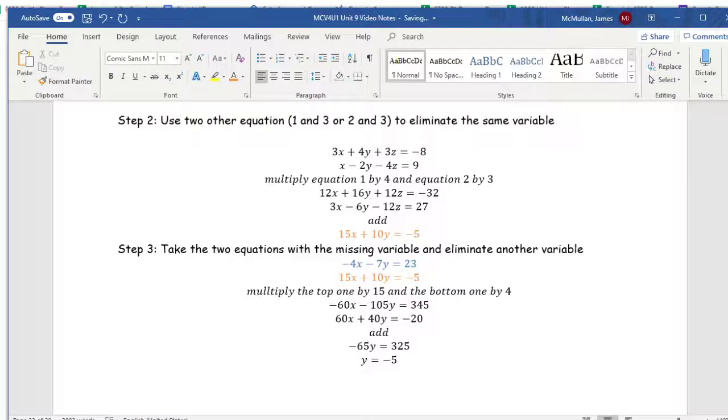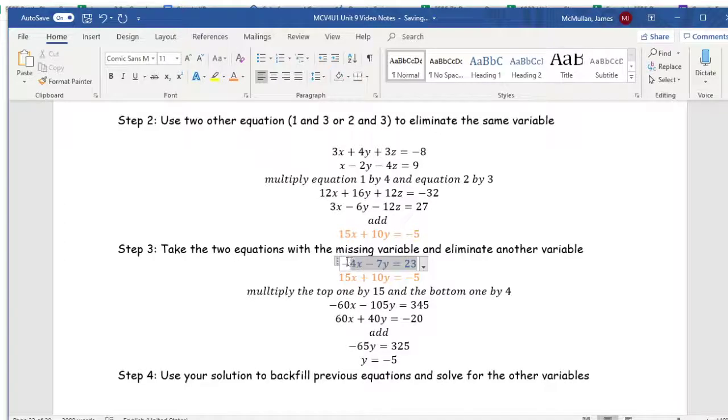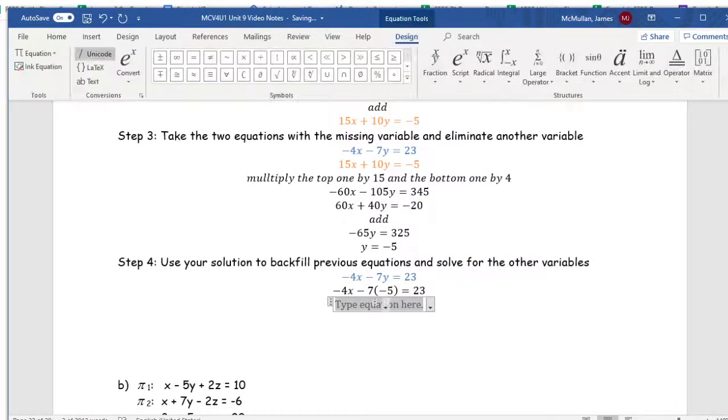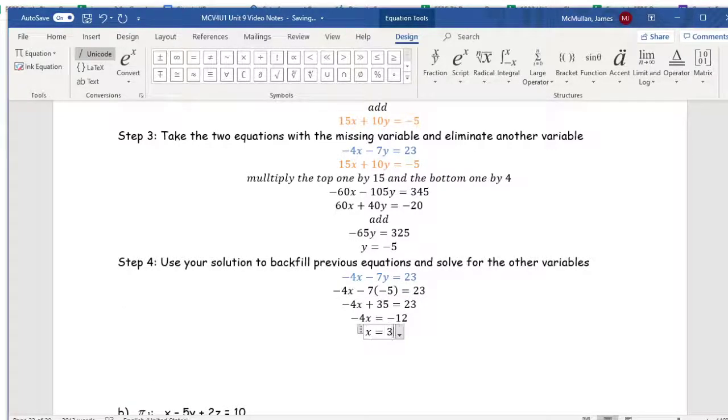Okay. Now, if y is equal to negative 5, use your solution to backfill previous equations and solve for the other variables. So let's go back to my blue equation. Okay, I know that y is equal to negative 5, so I go negative 4x, take away 7 times negative 5 is equal to 23. Okay, negative 4x plus 35 equals 23. Negative 4x equals negative 12. x equals 3.